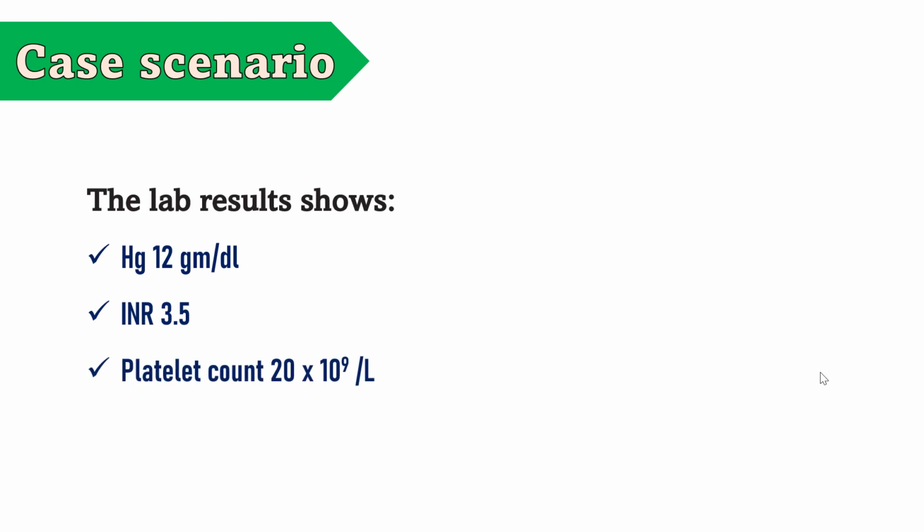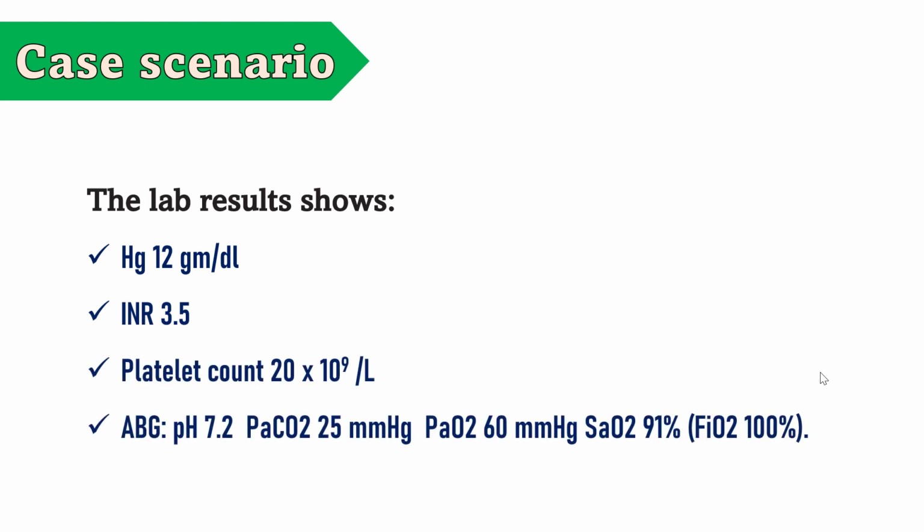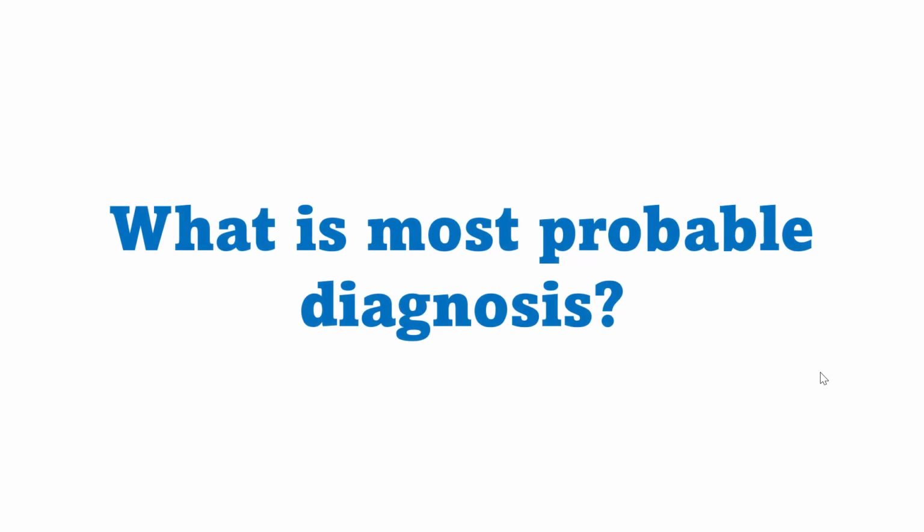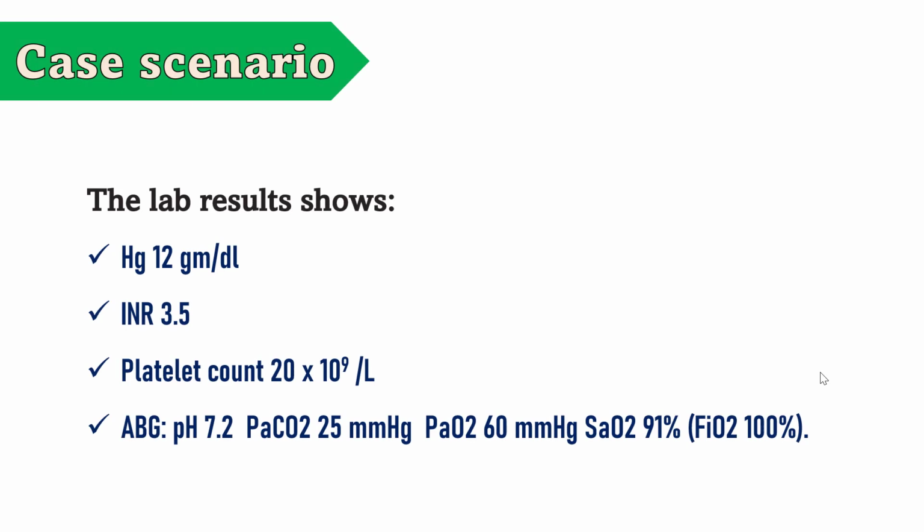So the lab results show that hemoglobin level is 12 grams per deciliter, INR is 3.5, platelet count is 20, ABG pH is 7.2, PaCO2 is 25 millimeters mercury, PaO2 is 60 millimeters mercury, and arterial saturation is 91% on FiO2 of 100%. So what is the most probable diagnosis? As we see here, there is no sign of bleeding, there is coagulopathy, there is elevated INR and low platelet count, there is metabolic acidosis associated with low PCO2 as compensation, and there is hypoxia.